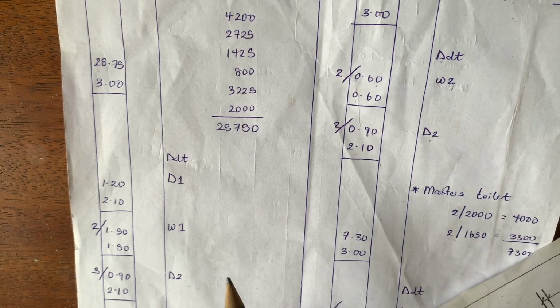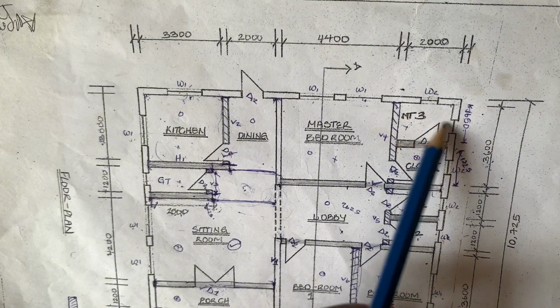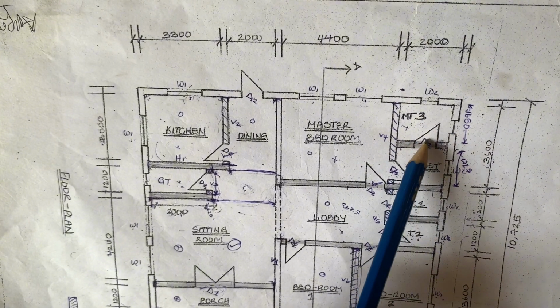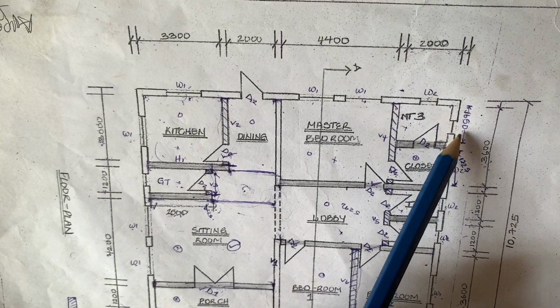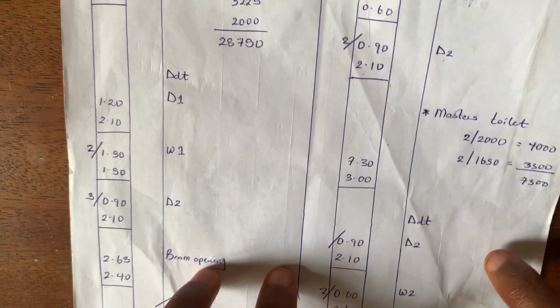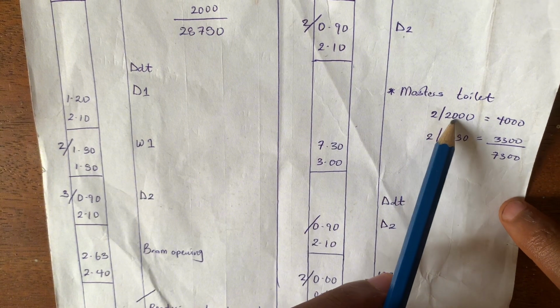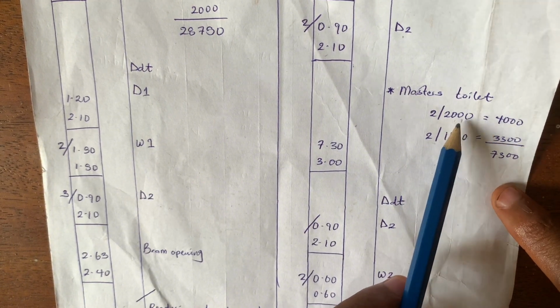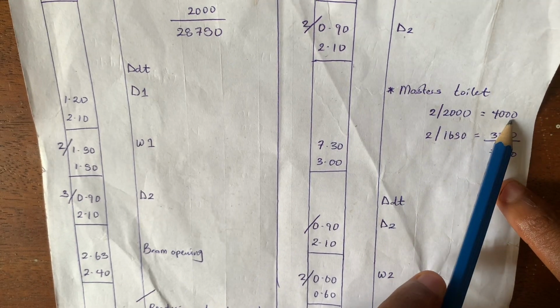The next toilet we're going to be booking for is the master's toilet. And what is the dimension of the master's toilet? It is 2000 by 1650. So we use the same approach. What is the length of the master's toilet? That's 2000. So we times it by 2, that is for both sides. That will give us 4000.